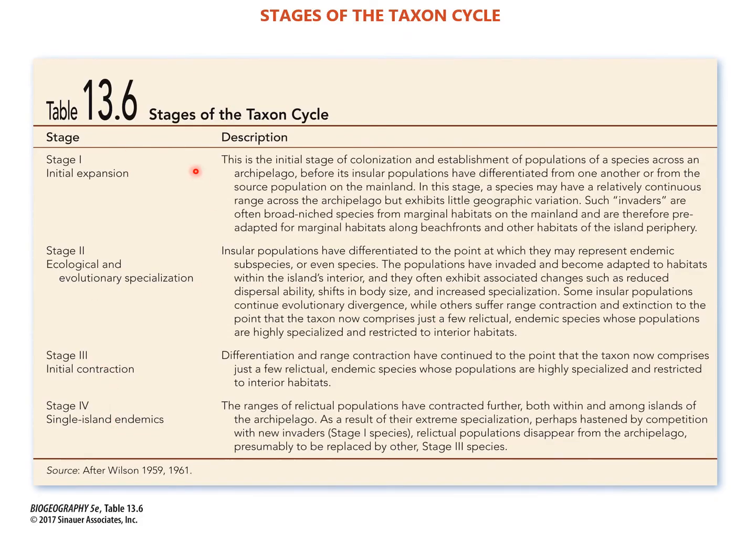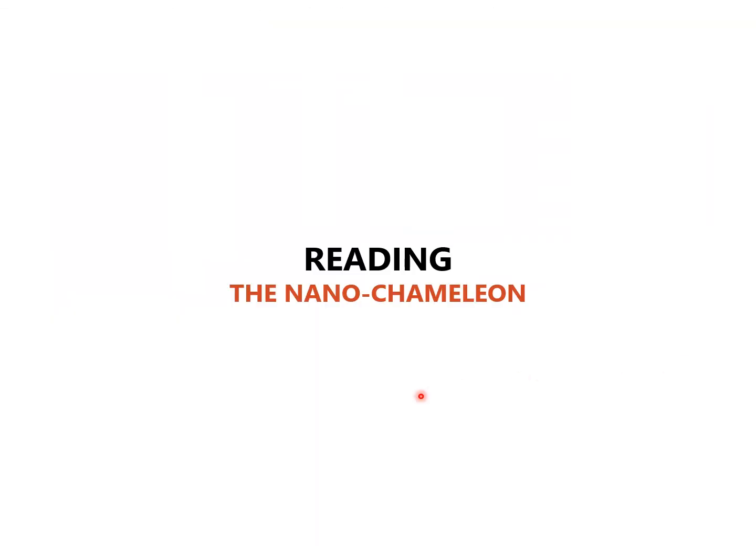And that's just what this is outlining here. I'm not going to go through all this. Basically, stage one is the initial expansion, and then you have ecological and evolutionary specialization, and then you have a contraction of the species, and then single island endemics that exist. They only exist on those islands because they're endemic and eventually end up going extinct over long enough time periods.